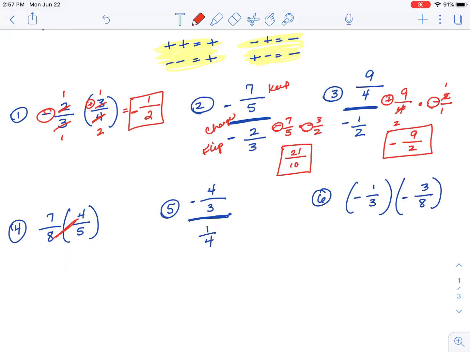Here I look across, and 8 and 4 are both divisible by 4. So 8 divided by 4 is 2, and 4 divided by 4 is 1. I look across this way, 7 and 5 are both prime, so they cannot be cross-reduced. So my answer is 7/10, and it is a positive multiplied by a positive. So my answer is positive.